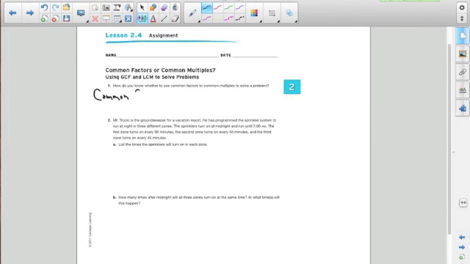Okay. All right, so this is the 4th section. The first question is, how do you know when to use common factors and when do you know how to use common multiples to solve a problem? When I know I'm using the GCF, or the greatest common factor, or common factors, when I have to divide things equally or put them into equal groups.